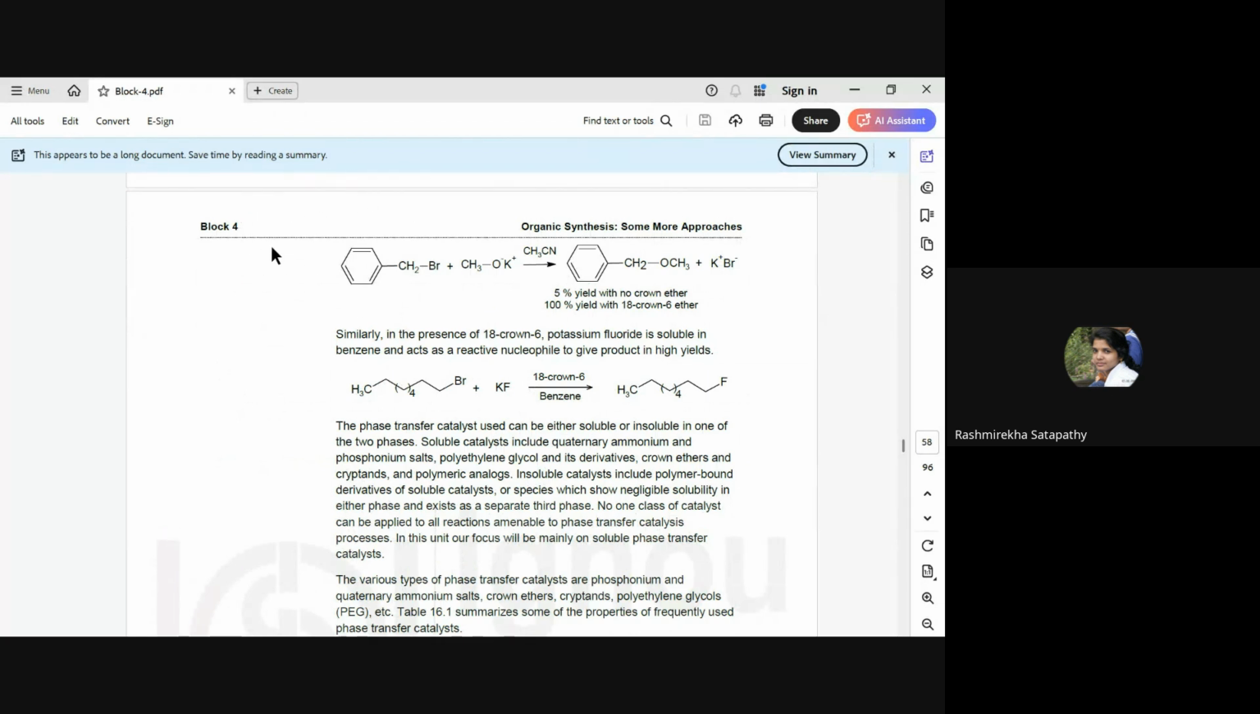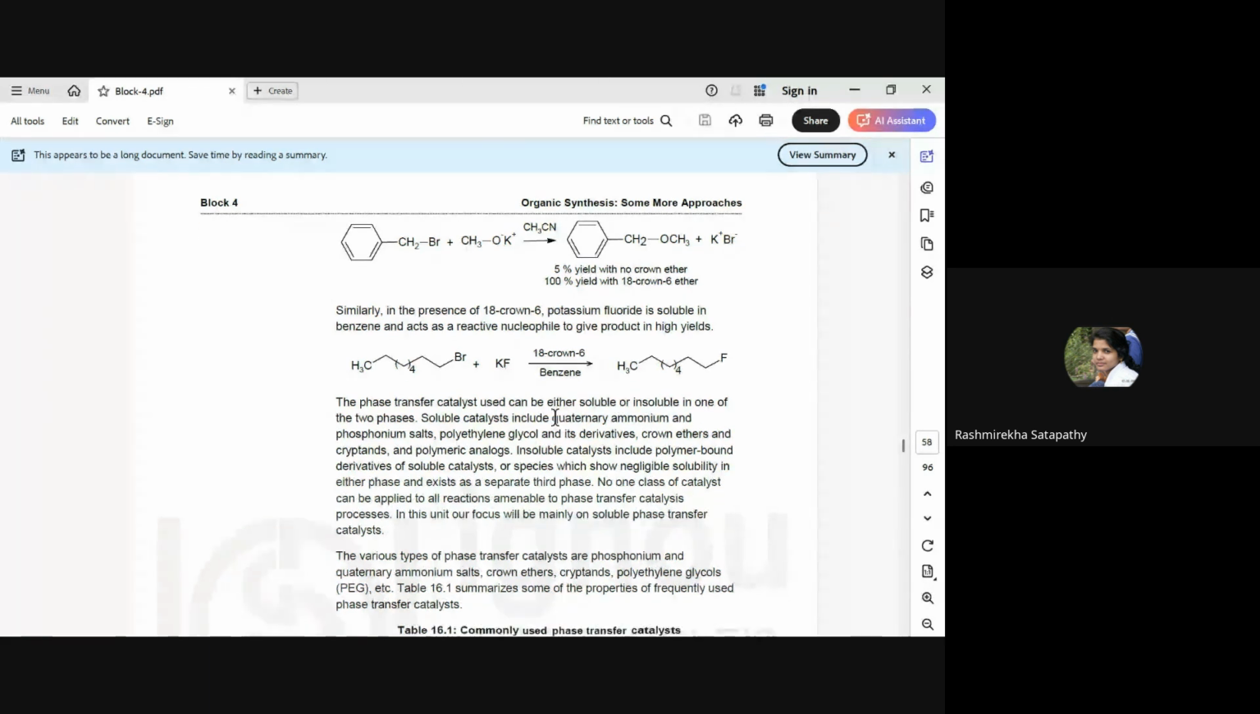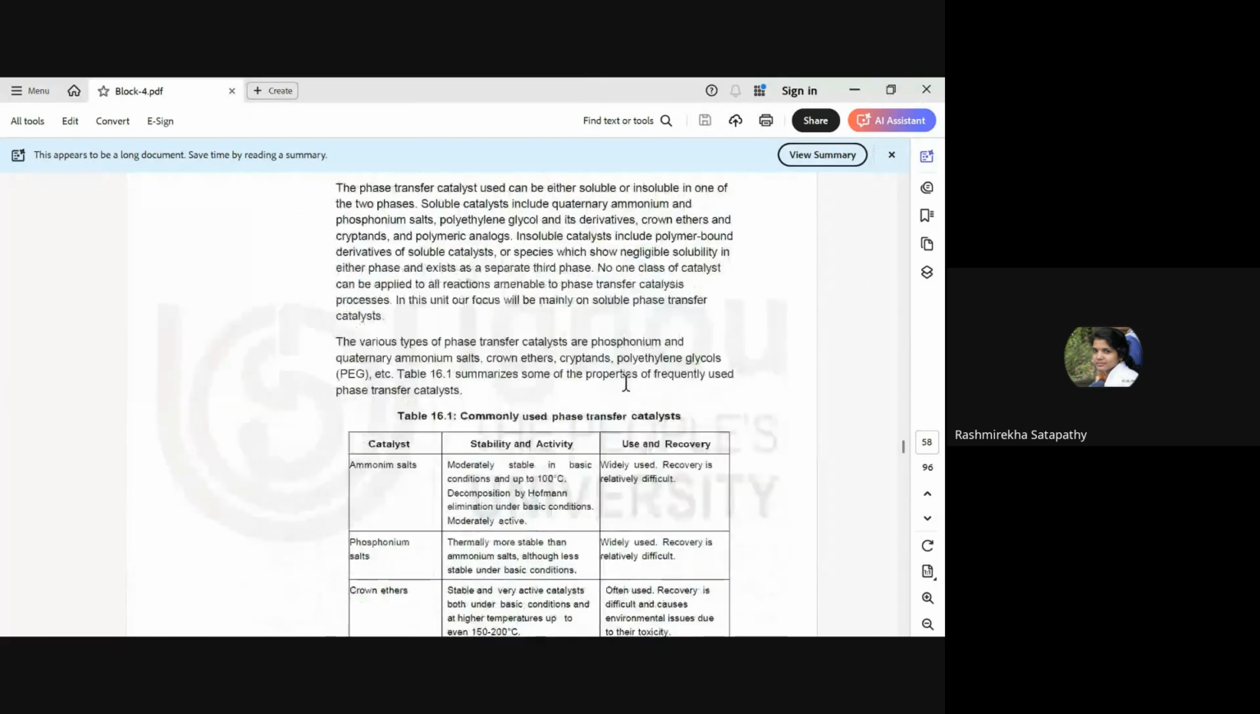This is the benzyl bromide. It reacts with this compound with only 5% yield when no crown ether is added. But when crown ether is added in this reaction, 100% of this product is forming. Without crown ether, only 5% product is forming. This is 18-crown-6 crown ether.